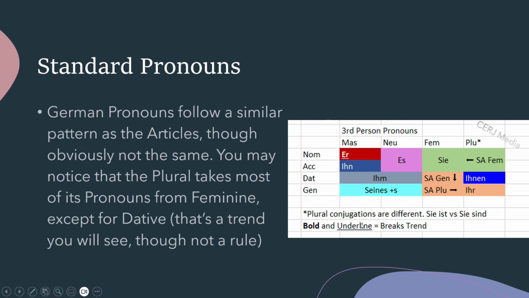Also, plural conjugations are different. This should be pretty obvious if you know even anything about German, but you have sie, which are the same word, but the conjugations are different. So plural, it is sie sind, but for feminine, it is sie ist. So sie ist, sie sind. The conjugations are different depending on whether it's feminine or plural, and that's how you tell them apart. Otherwise, you wouldn't really be able to tell them apart. So yes, the conjugations are different, but the words themselves are the exact same. So just keep that in mind.